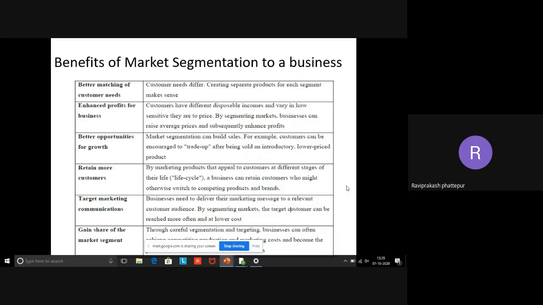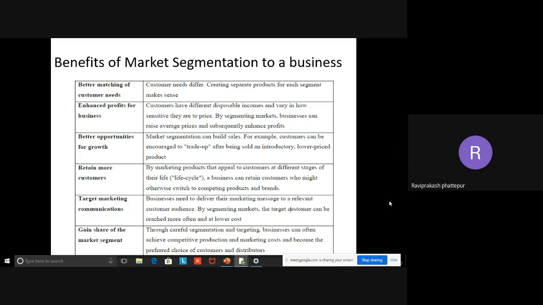Okay. Next, gain share of the market segment. What we do here, gain share of market segment. Here, through thorough, careful segmentation and targeting, a business can often achieve competitive production and marketing costs and become the preferred choice of customers and distributors. So as you are focusing on a small part of the market and you are providing them with better services, there is a high chance of you gaining more market share than your competitors. So if you have chosen a perfect segment for your company or for your service, that will help you gain a hell of a lot of market share, greater than your competitors. Okay, so these are the benefits of segmenting the market for a business.